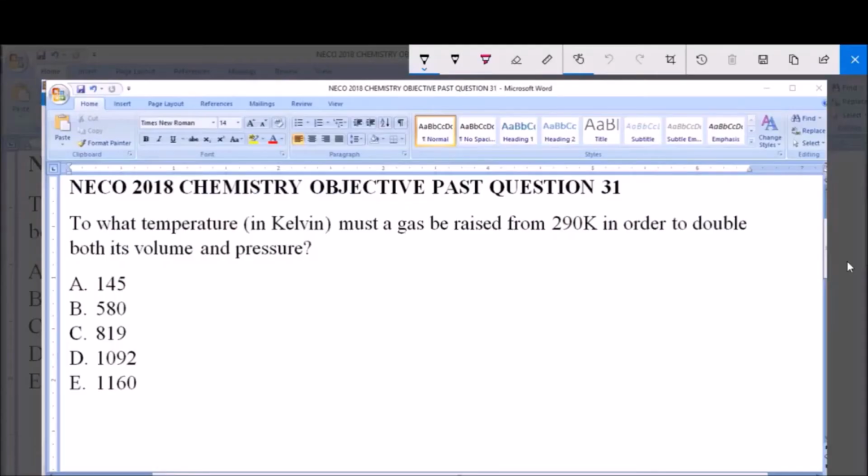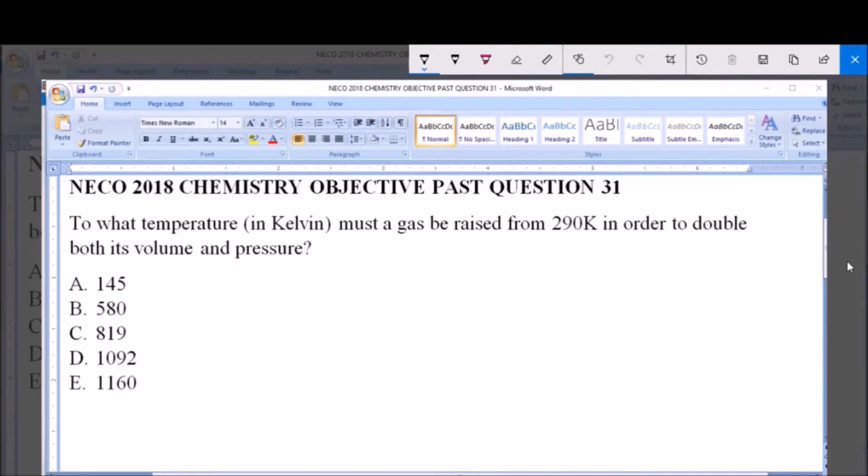Hello and welcome. I will be answering NECO 2018 Chemistry Objective Past Question 31. To what temperature in Kelvin must a gas be raised from 290 Kelvin in order to double both its volume and pressure? A, 145, B, 580, C, 819, D, 1092, E.